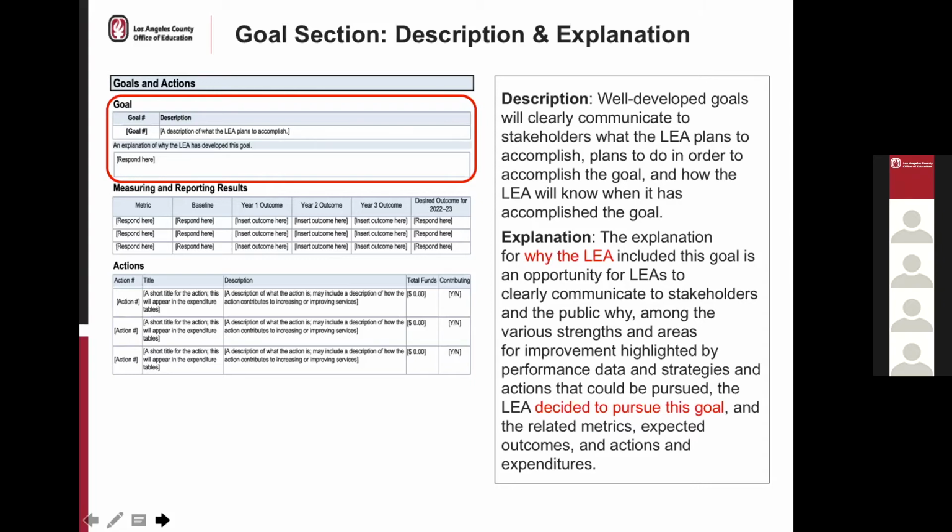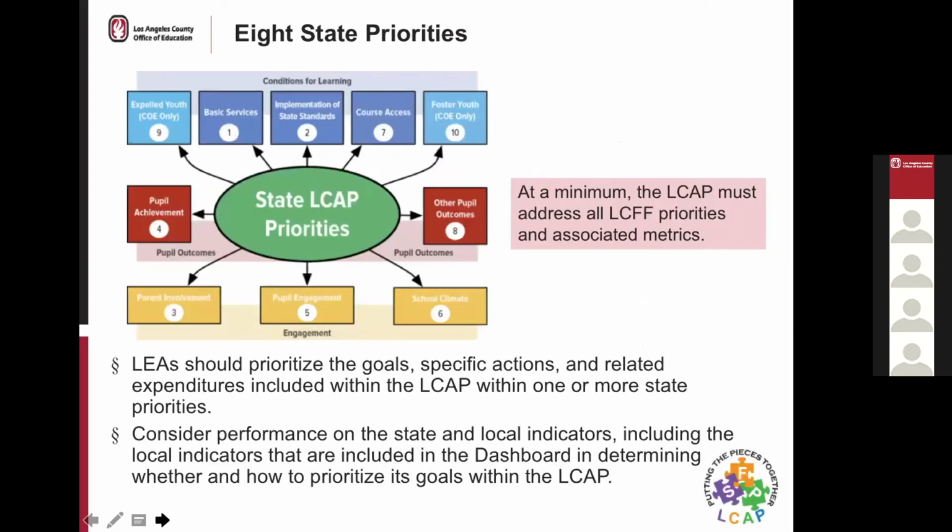Next slide. It's important to note that the LCAP requires LEAs to address all 8 state priorities and the required metrics. LEAs are not required to address each of the priorities with the same level of intensity, as LEAs may prioritize their goals. So it's just a reminder that when goals are created and actions are written, we should be looking to address all 8 state priorities.